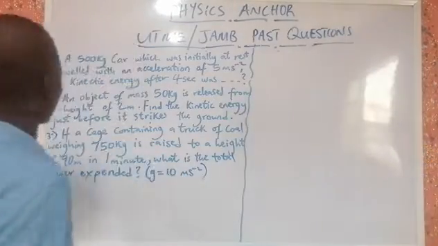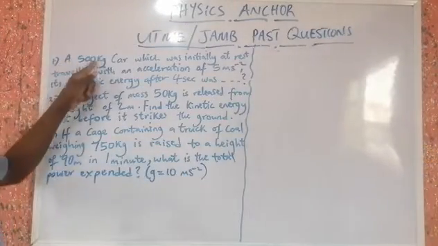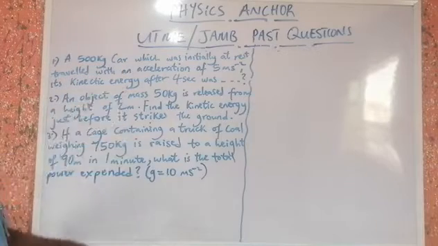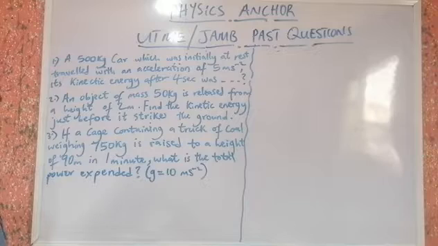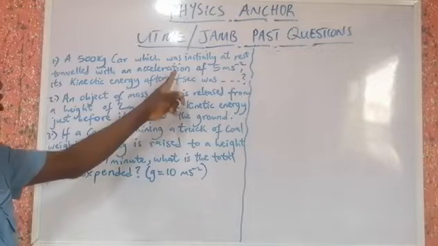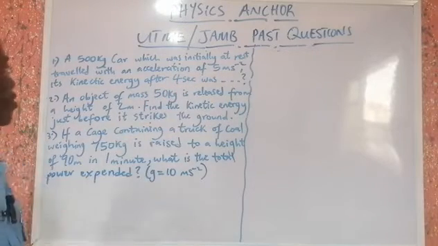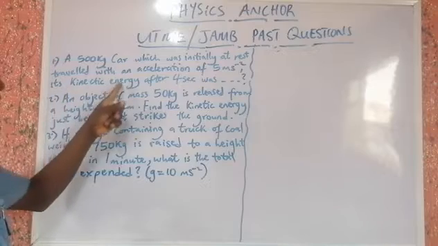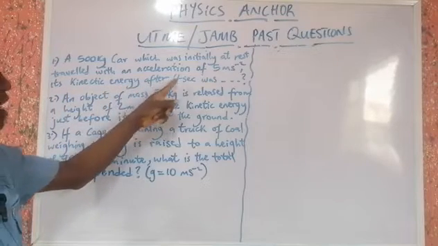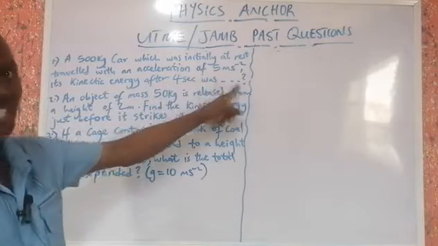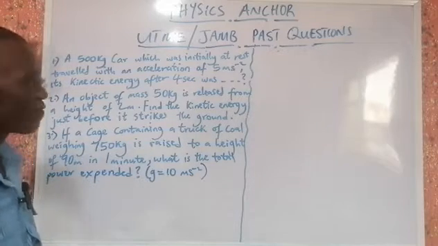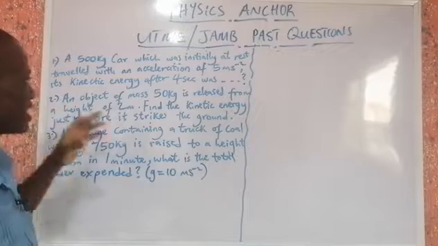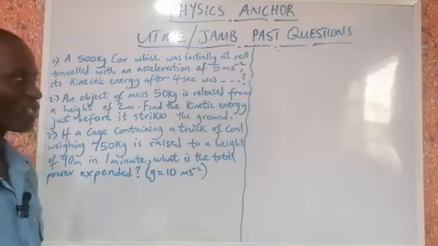The first question: a 500 kilogram car which was initially at rest traveled with an acceleration of 5 meters per second square. Its kinetic energy after 4 seconds was dash. So in other words, in this question, they want us to find the kinetic energy after 4 seconds.